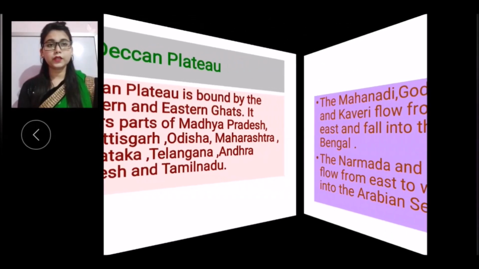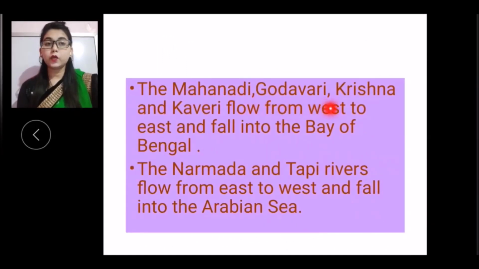Now let's move further. The Mahanadi, Godavari, Krishna and Kaveri flow from west to east and fall into the Bay of Bengal. The Narmada and Tapi rivers flow from east to west and fall into the Arabian Sea. So students, you should know that Narmada and Tapi rivers flow from east to west, and it falls into the Arabian Sea. And Mahanadi, Godavari, Krishna, Kaveri, these are the rivers which flow from west to east and fall into the Bay of Bengal.